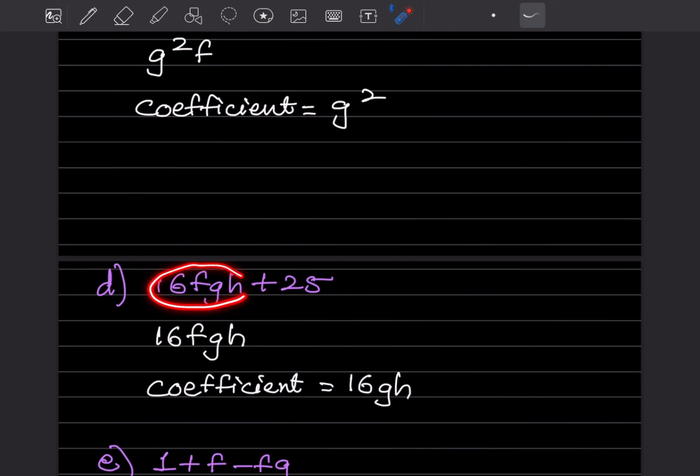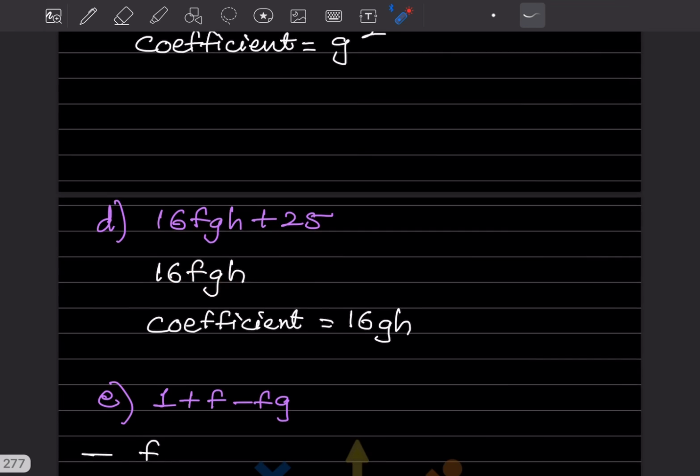Now we'll write this all together. Just ignore this one f. So what will be that? 16gh is the coefficient of it.